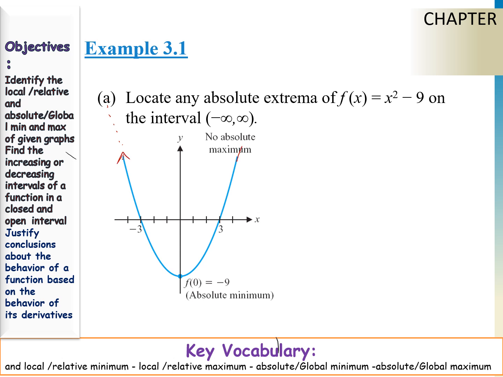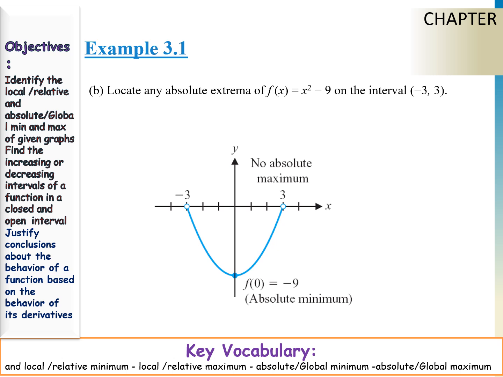And similarly over here also, it's increasing without bound. It means you have no absolute maximum. But what about the absolute minimum? This point is the absolute minimum. Although it is a turning point, so it is also a relative or local minimum. Local minimum, and it is also an absolute minimum. Get it?